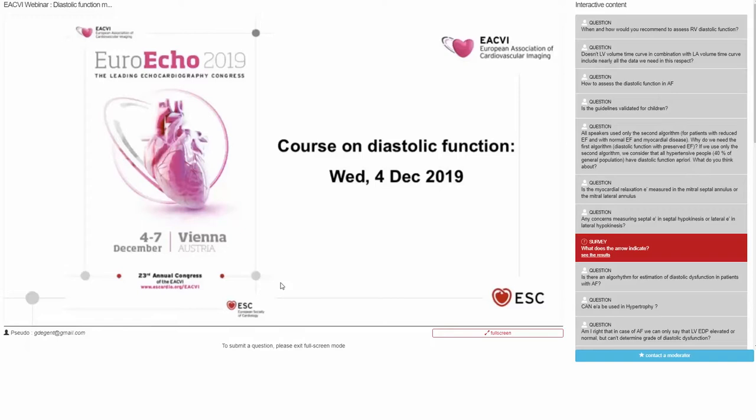Okay, I think we have a few more questions. Maybe try to answer a little briefly if possible. A good one here: when you look at the filling pressure and the conclusion is indeterminate, non-conclusive based on the guidelines, what is the sequence of other parameters you should look at? Which ones? I like the pulmonary vein. Yeah, that's one important one if you have a good signal. What's the next one if you don't have a pulmonary vein signal?